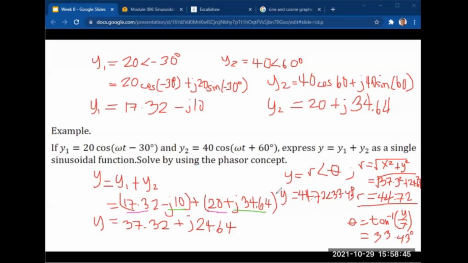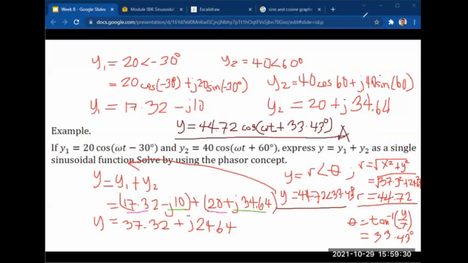Of course, we need to express this as a sinusoidal function. In terms of sinusoidal function, our y now, this will be our maximum value. It is not stated if this is voltage or current, but this will be the max value. So y now will be equal to 44.72 cosine of omega t, which will be the same, then the phase angle will be positive 33.43 degrees. This will be our answer.